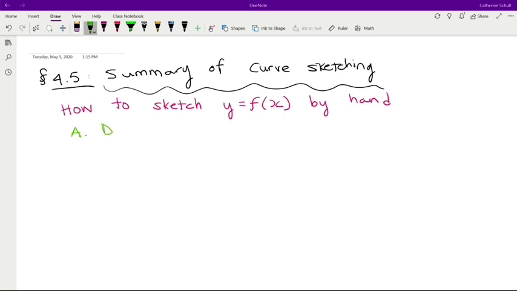All right, so the first thing we should be aware of is the domain. Look for any domain restrictions, whether it be a hole in the graph, whether it be an asymptote, anything like that. The next thing we're interested in is intercepts. And we know for intercepts, we have a y-intercept at f of 0. All right, and then we have x-intercepts when the function's equal to 0.